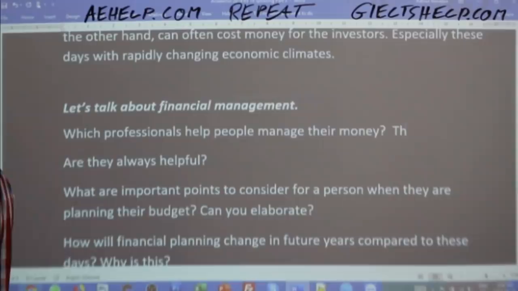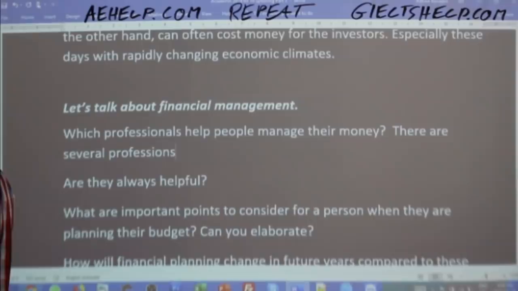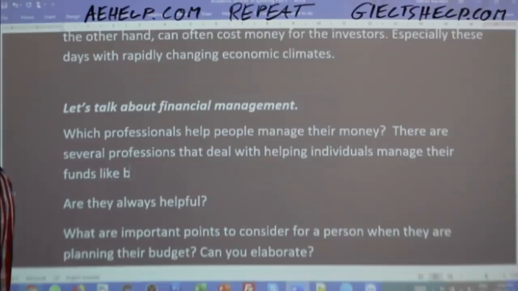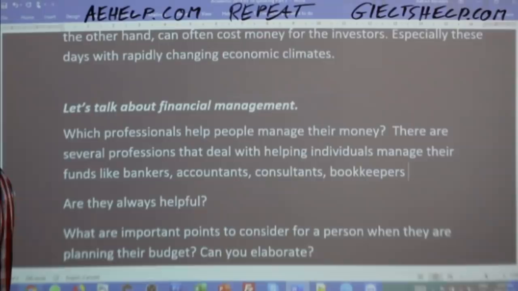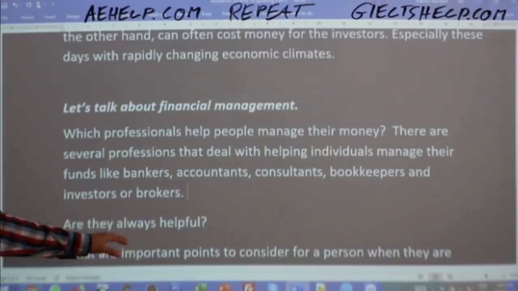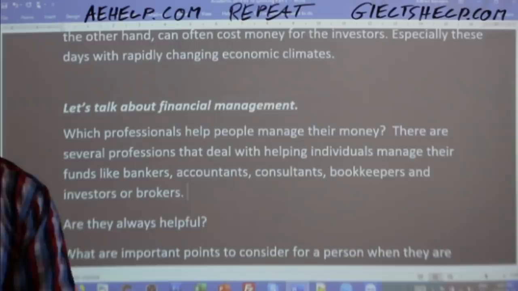There are several professions that deal with helping individuals manage their funds, like bankers, accountants, consultants, bookkeepers, and investors or brokers. Okay. So people that invest into the stock market or help you invest in the stock market are called stockbrokers. Okay. So they help you manage your money.